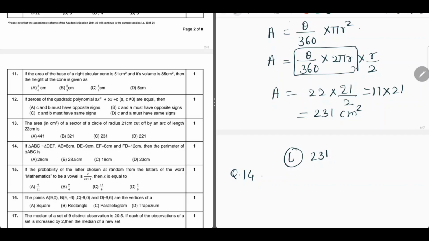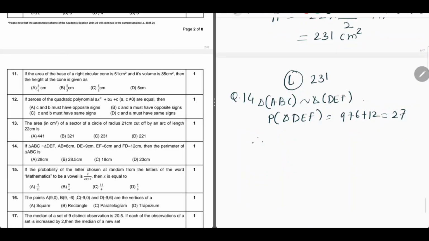231. Question 14. Triangle ABC is similar to triangle DEF, and the measurements of DEF are given. So the perimeter of triangle DEF is equal to 9 plus 6 plus 12, that is 27.